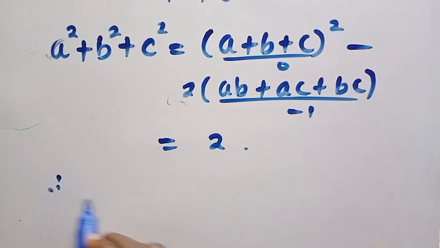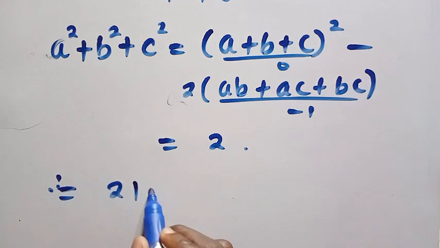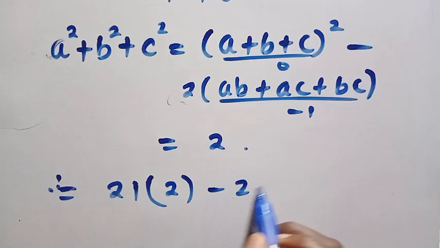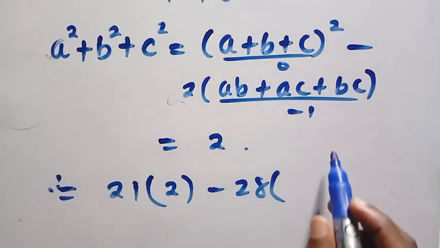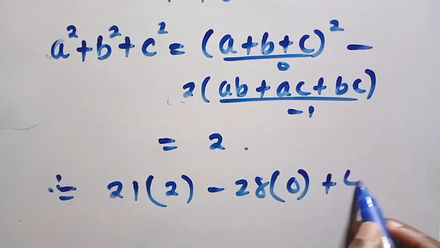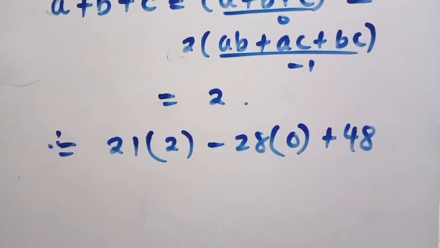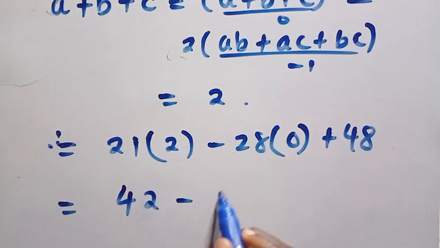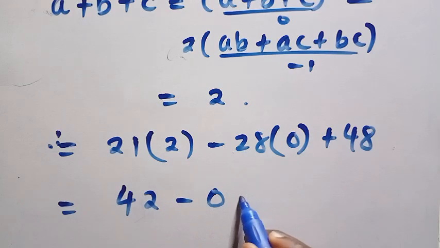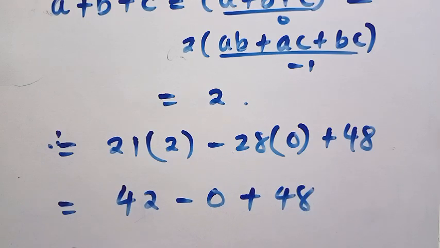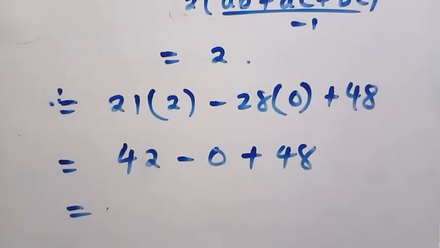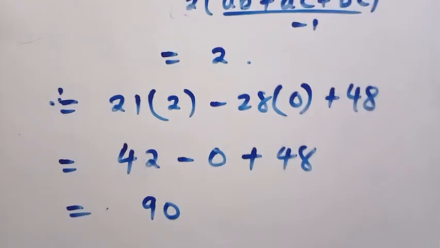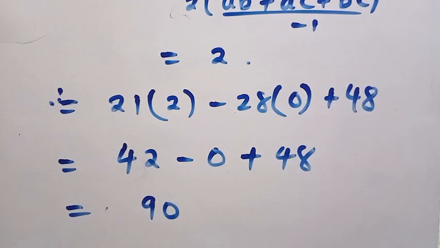Therefore, everything will equal 21 into bracket of, since the whole of this is given as 2, then minus 28 into bracket of 0, then plus 48. So therefore we have 21 times 2, that is 42, minus 28 times 0, that is 0, plus 48. Therefore everything here is given as 90. So 42 plus 48, that gives us 90.